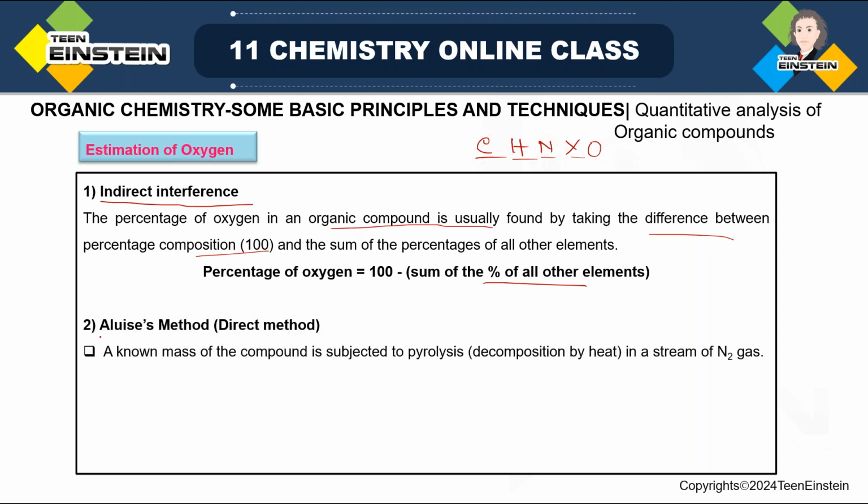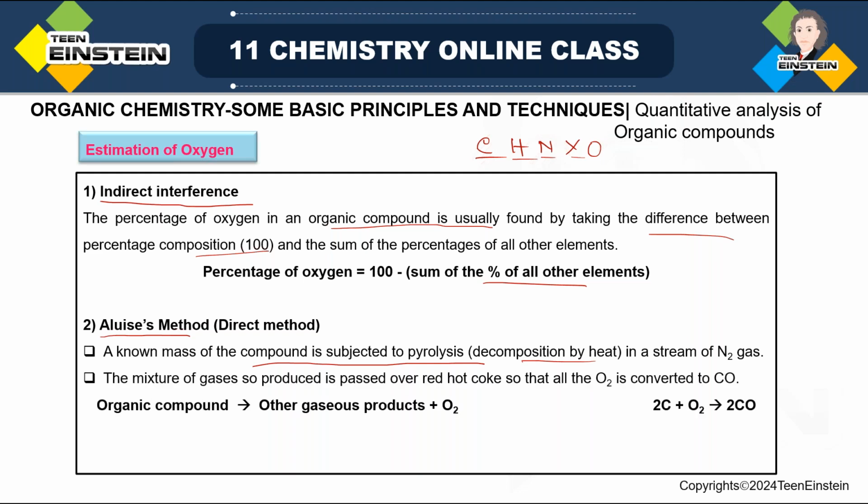Next, there is a direct method, which is known as the Leco method. A known mass of the compound is subjected to pyrolysis, which is decomposition by heat, in a stream of nitrogen gas. Why in the presence of nitrogen gas? Because you cannot do it in the presence of air. If you do it in air, extra oxygen will be added from the air, but we do not want that. We just want the percentage of oxygen that is originally present in the organic compound, not from air. So it should be done in a stream of nitrogen gas.